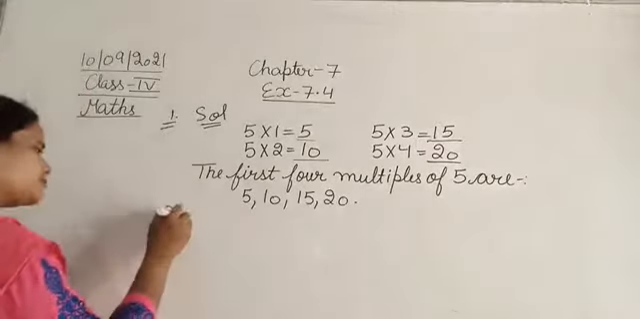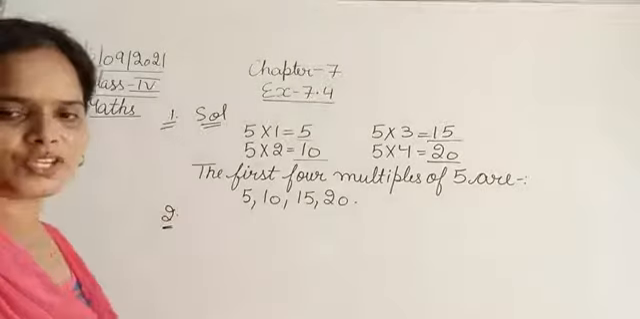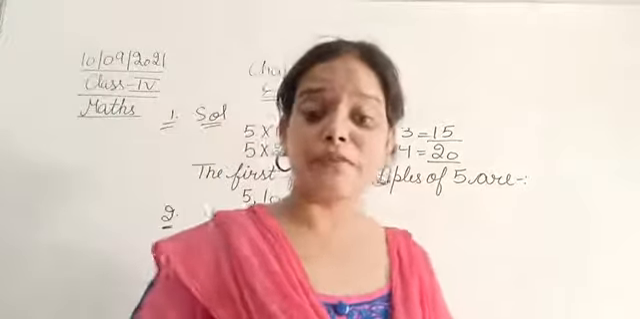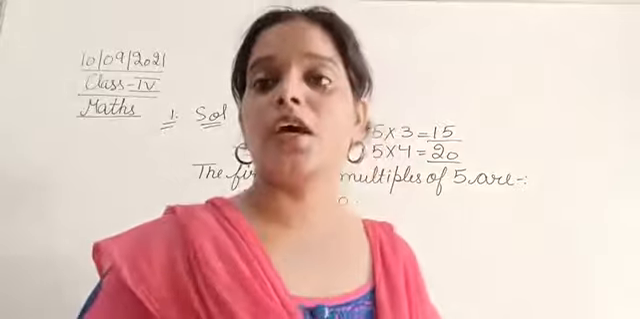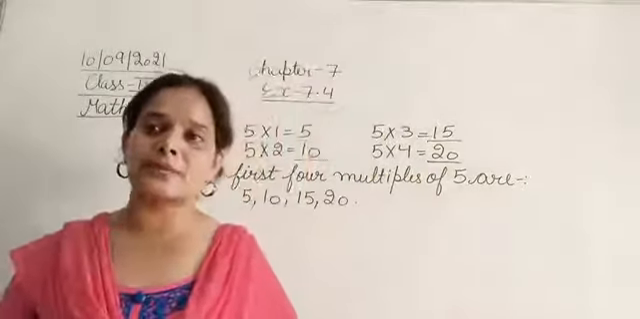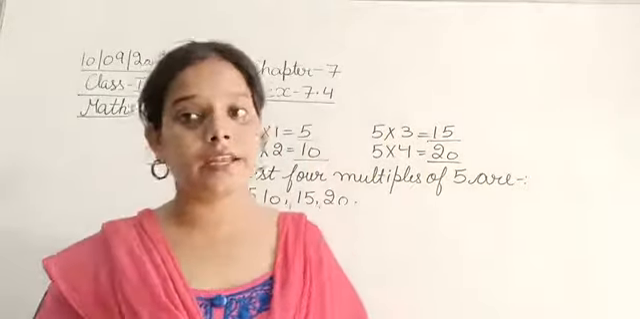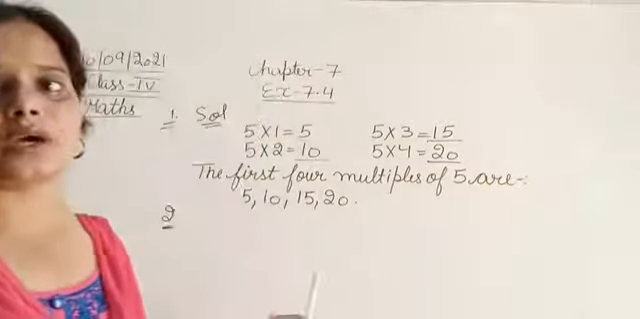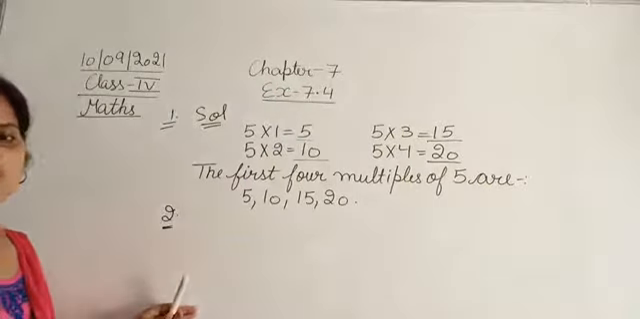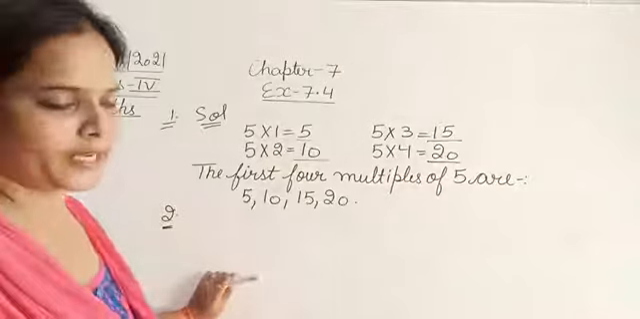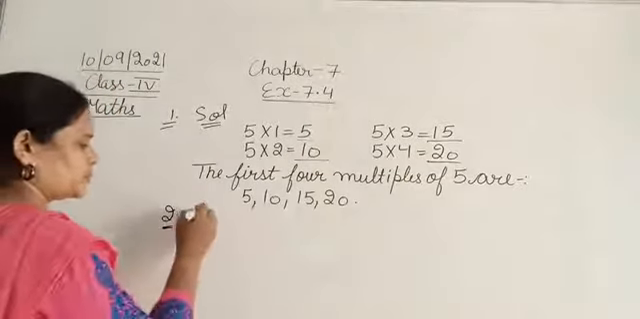Second one. The second question is: list the first 5 multiples of 9. We have to find the first 5 multiples, but of which number? Of 9. So as it is, we are going to find the first 5 multiples of 9. So write the solution for question number 2.